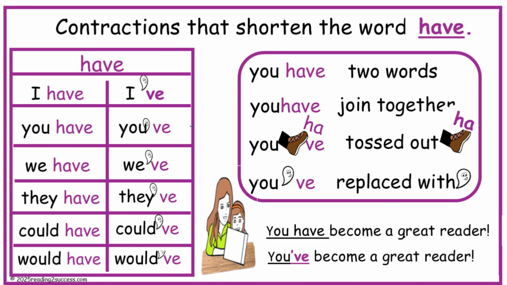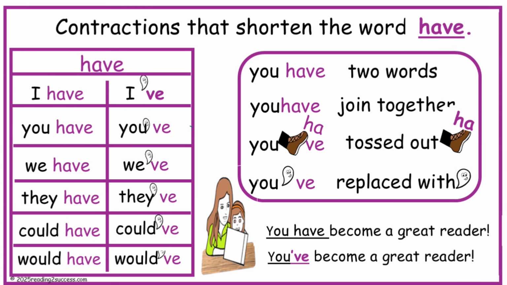In this lesson, the video focuses on contractions that shorten the word have. So we have two columns. The first column has two words: I have, you have, we have, they have, could have, would have. And the second column are their contractions: I've, you've, we've, they've, could've, would've.